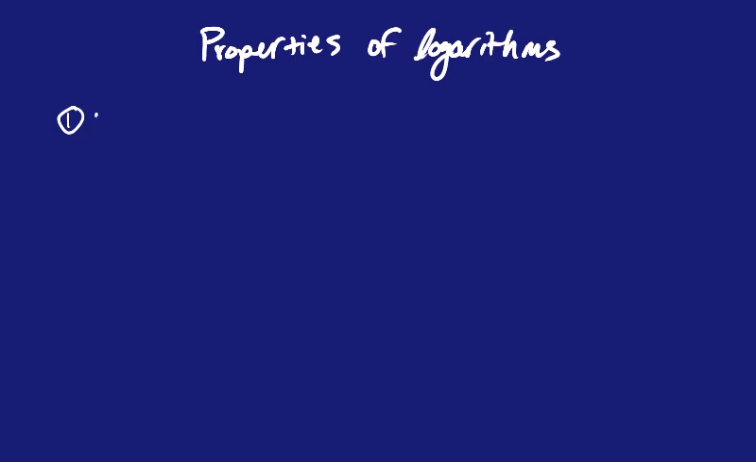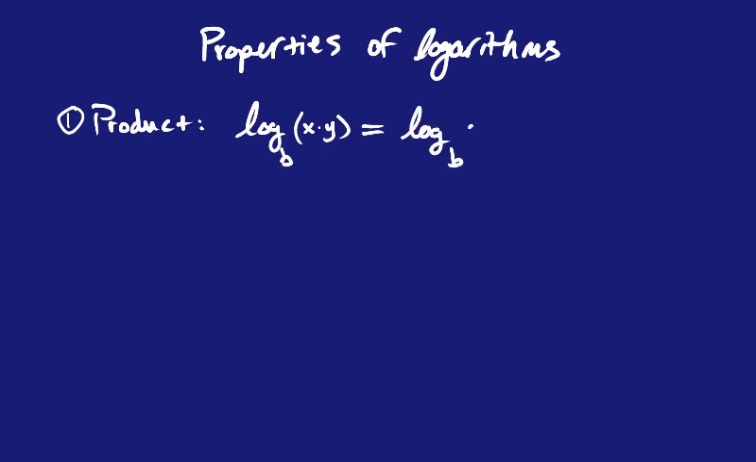The first one I call the product property. When you see the logarithm of any base, and there's two things being multiplied on the inside, x times y, you can expand them and break them up to become the log base b of x plus the log base b of y. And so you can have yourself two logarithms instead of one, expanded out using addition.